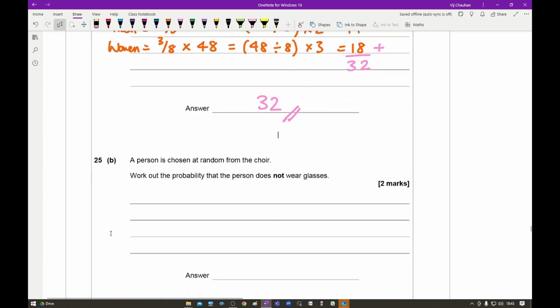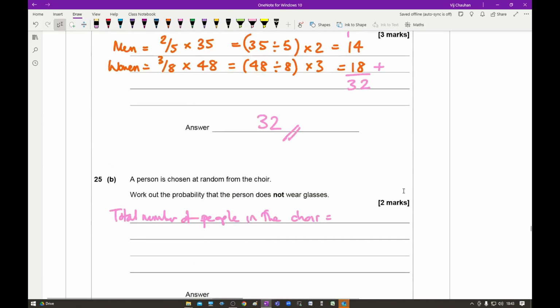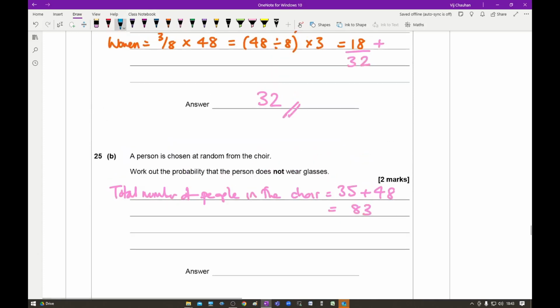Then for question 25B, it says that a person is chosen at random from the choir. Work out the probability that the person does not wear glasses. So the first thing we need to do here is work out the total number of people in the choir, which is going to be adding up the total number of men and women. So we've got 35 plus 48, which is going to give an answer of 83. So the number then of non glasses wearers is going to be 83 minus 32, which equals 51. So the question is asking for the probability, so it's going to be 51 over the total, which is 83.